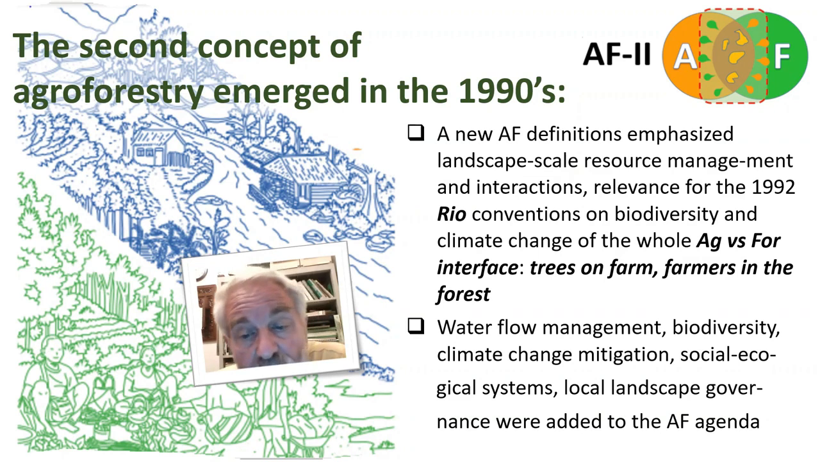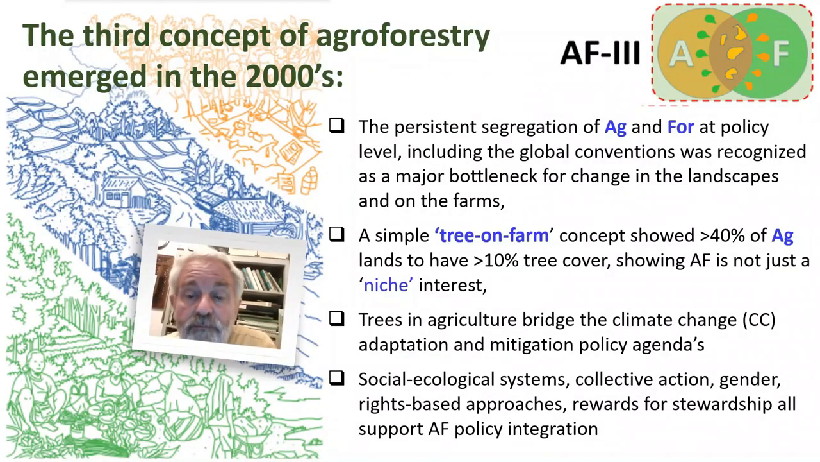The landscape meant looking at water flows and the way it can be managed, biodiversity, climate change mitigation, social ecological systems, even when that term was still quite new, local land governance, collective action, governance. Those terms were added to the interest of what agroforestry research would deal with and the scales at which it would interact with the agroforestry itself.